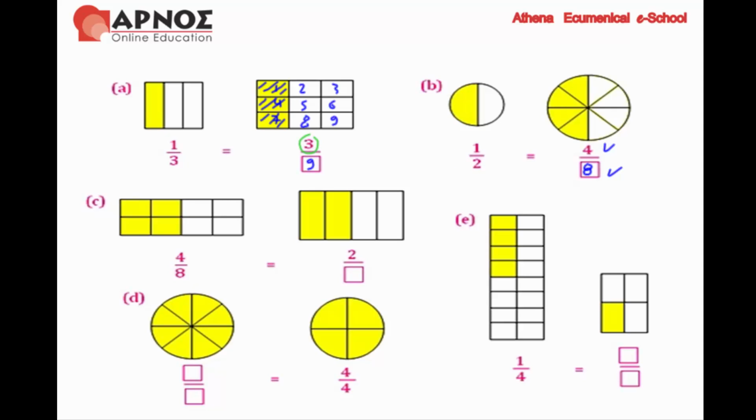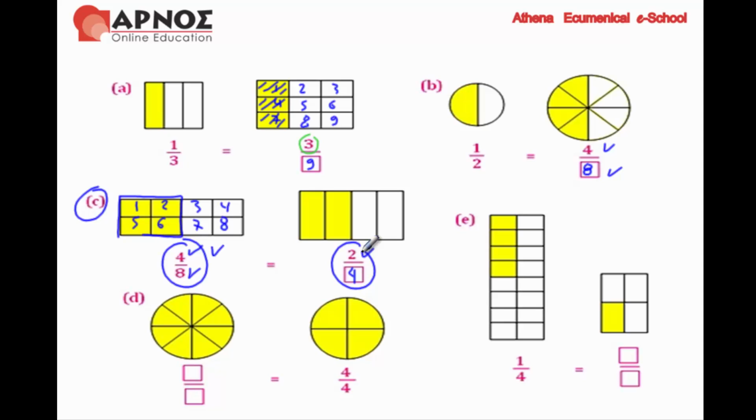Proceeding to example 3, we have an object which is separated into how many parts? 1, 2, 3, 4, 5, 6, 7, 8 equal parts. So we have the fraction with numerator 4 and denominator 8, which is equivalent to the fraction 2 of how many parts? 4. Because, children, the two fractions represent the same value, even though they may look different.